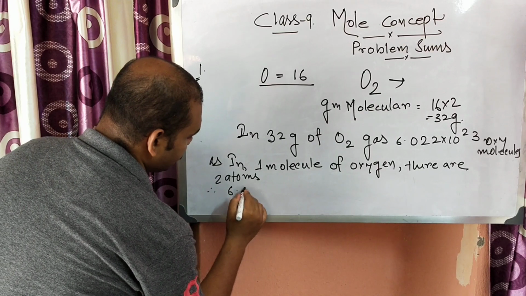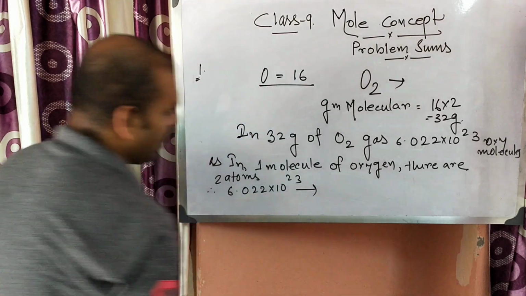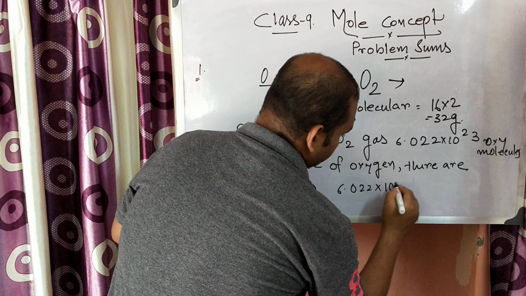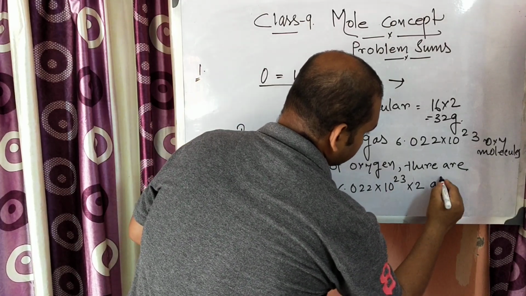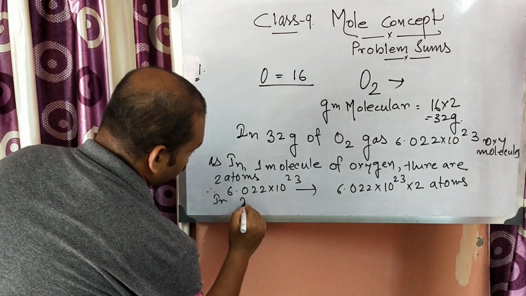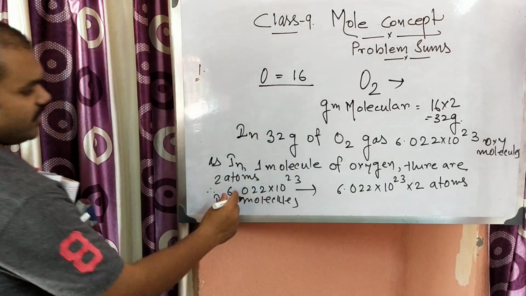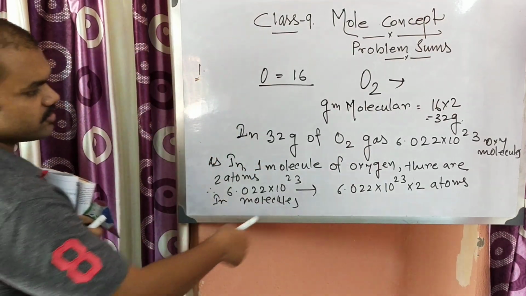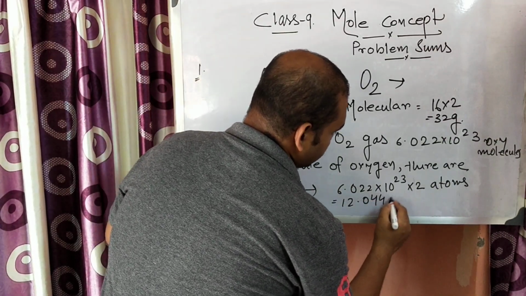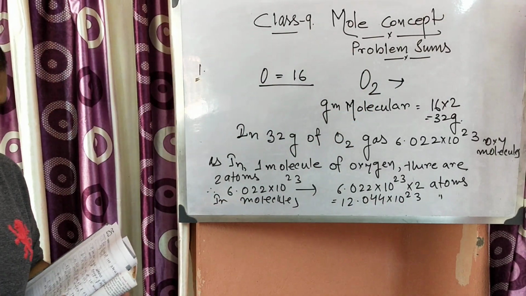Therefore in 6.022 into 10 to the power 23 molecules, how many oxygen atoms are there? 6.022 into 10 to the power 23 into 2 atoms are there. So this will be 12.044 into 10 to the power 23 atoms. Okay, so very easy sum.